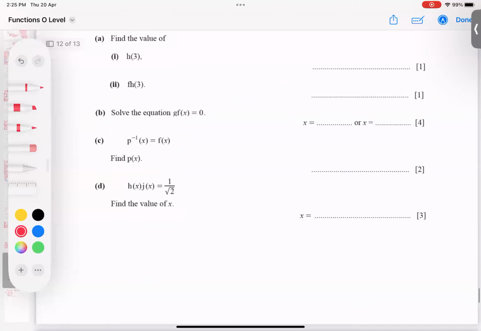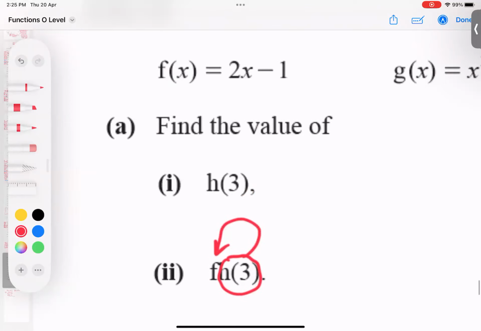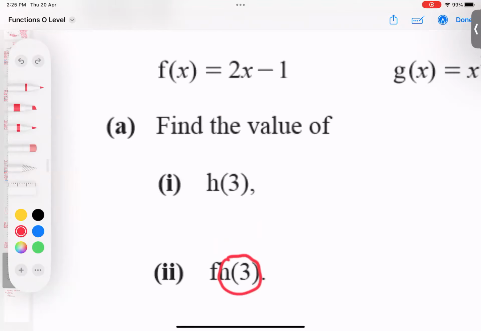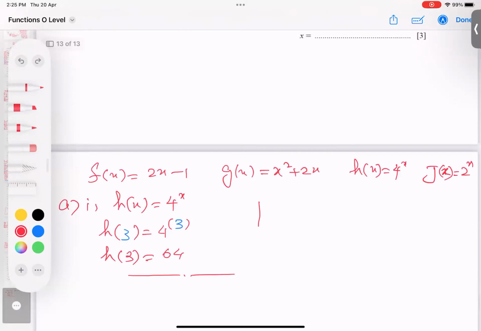So let's talk about the next part. He said this one. If you look carefully, this is the same. In short, he is saying that h of 3 is to be replaced in f. So first of all, I must copy this function. So f of x is 2x minus 1. I'm writing it now here, part number 2, A2.